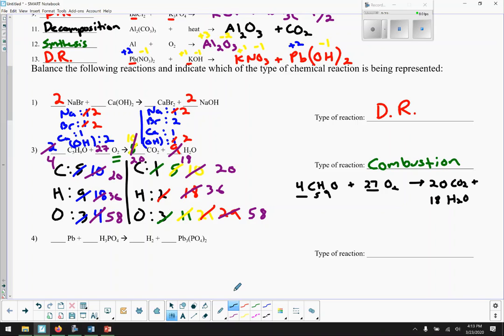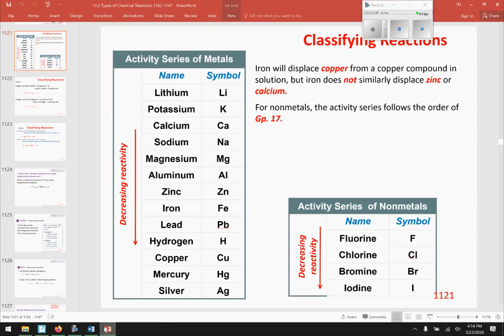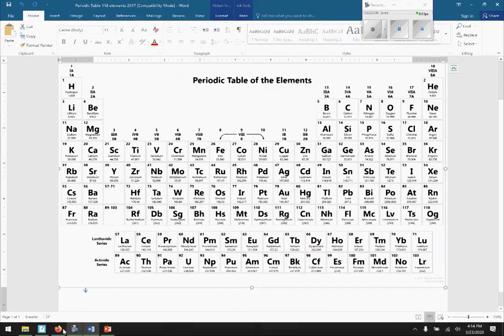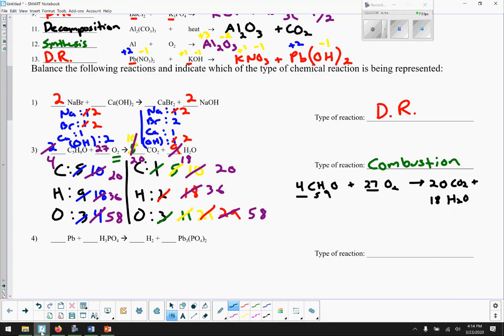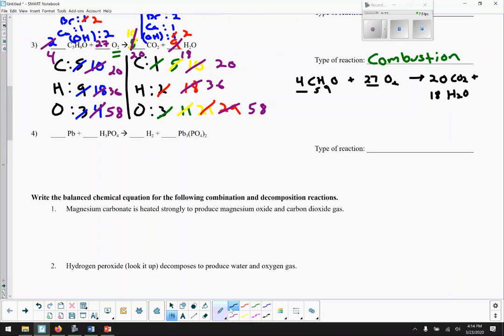But you get there. So last one is going to be, or at least it's going to be a single replacement reaction. We don't have to check it out because I've already given you the product. So it's a single replacement reaction where lead is, in fact, higher than hydrogen. So here's lead, here's hydrogen. Lead can replace hydrogen, and it will. So we are just going to balance everything.